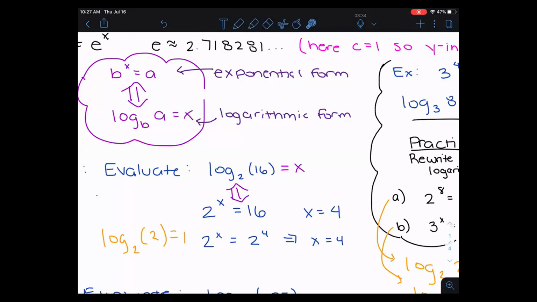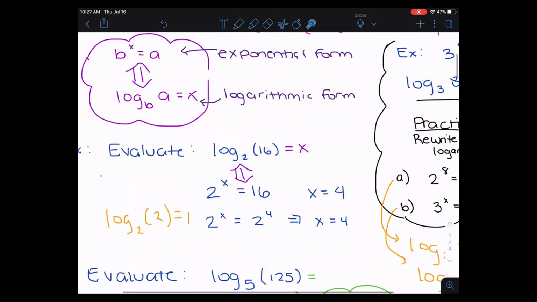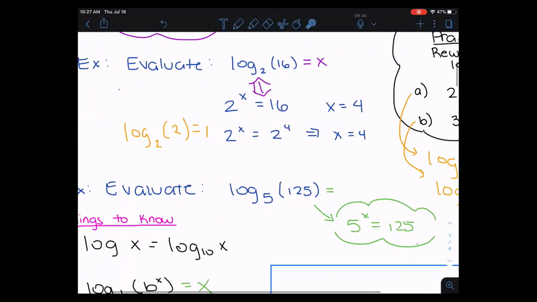That's because 2 to what power gives me 2? That is equal to 1. So 2 to the 1st power is 2, so that's correct. That's another way of thinking about this. So here, again, it's the same thing.